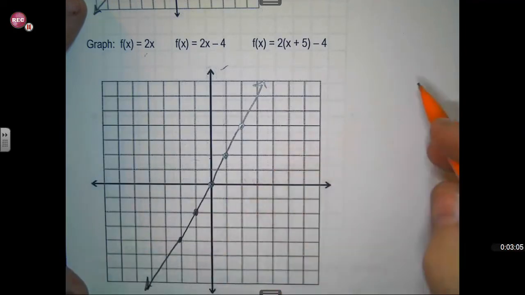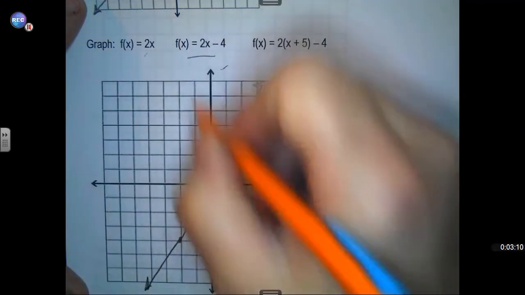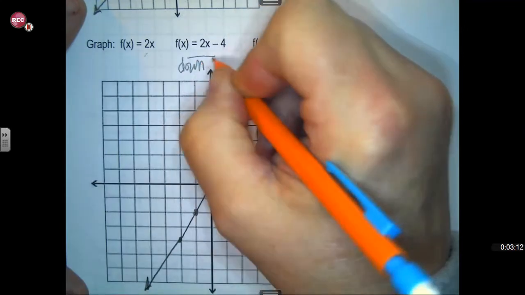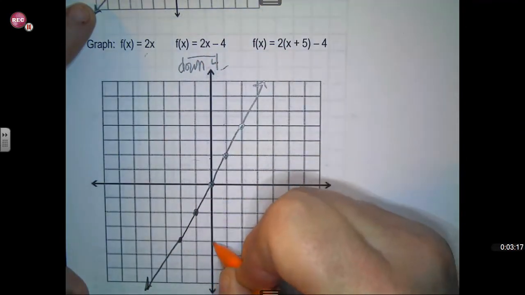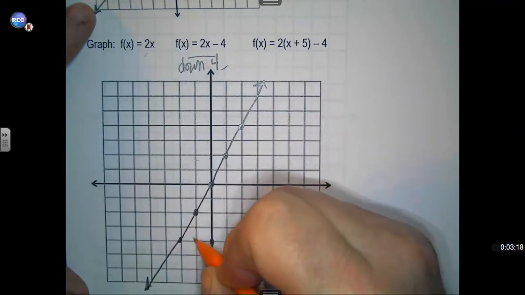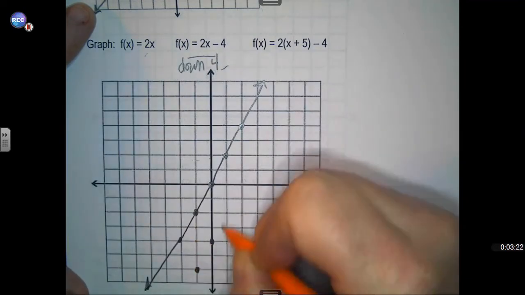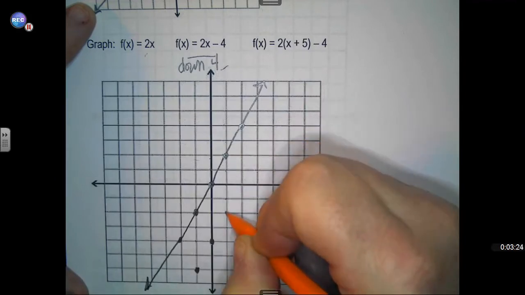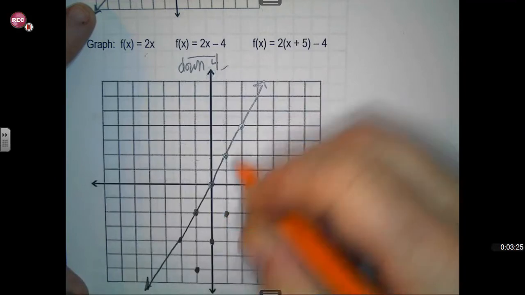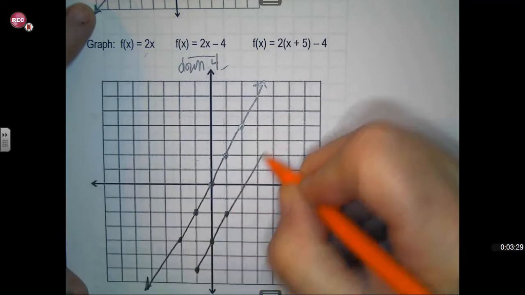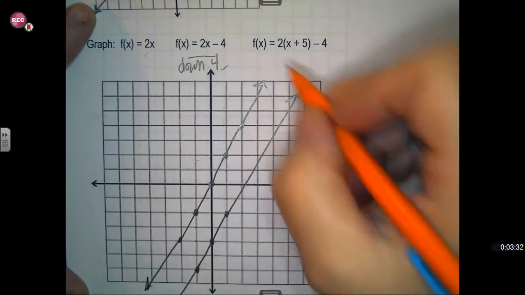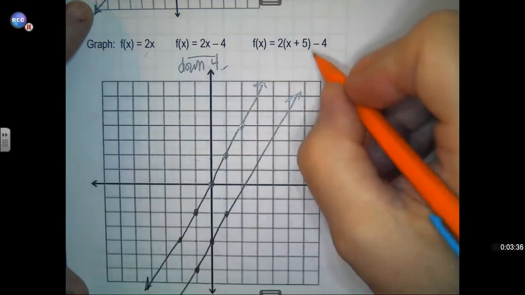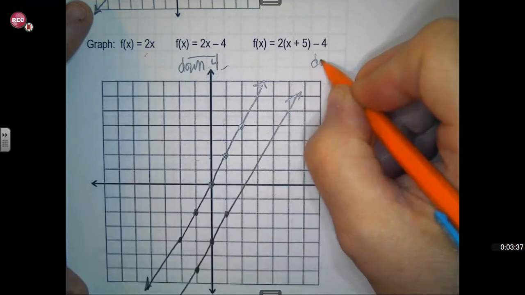Okay. So what this first one does is it takes that graph and moves it down 4. So all I have to do is take each point, 1, 2, 3, 4, and move it down 4, 1, 2, 3, 4, and again, 1, 2, 3, 4. And draw the line. Okay.